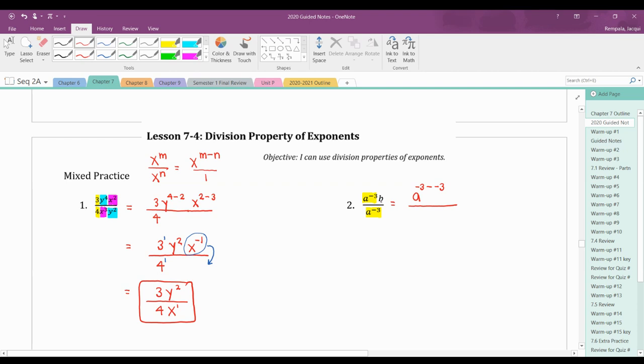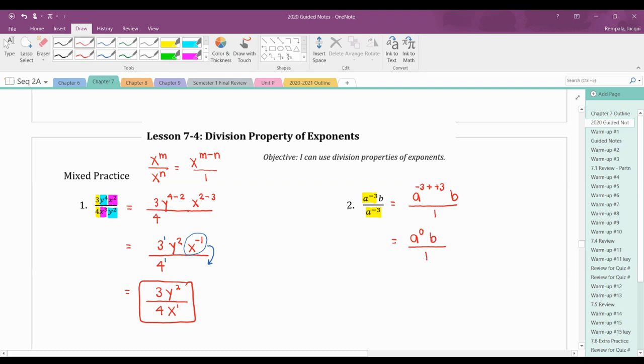I only see one B in this problem, and it starts on the top, so I'm going to keep it on the top. So right now, it's really all over 1 because there's nothing else in my denominator. And now I can keep going. Because I'm subtracting a negative, that means we get to change both of those signs to a positive. So now A is raised to the negative 3 plus 3. Well, negative 3 plus 3 is going to give us 0.